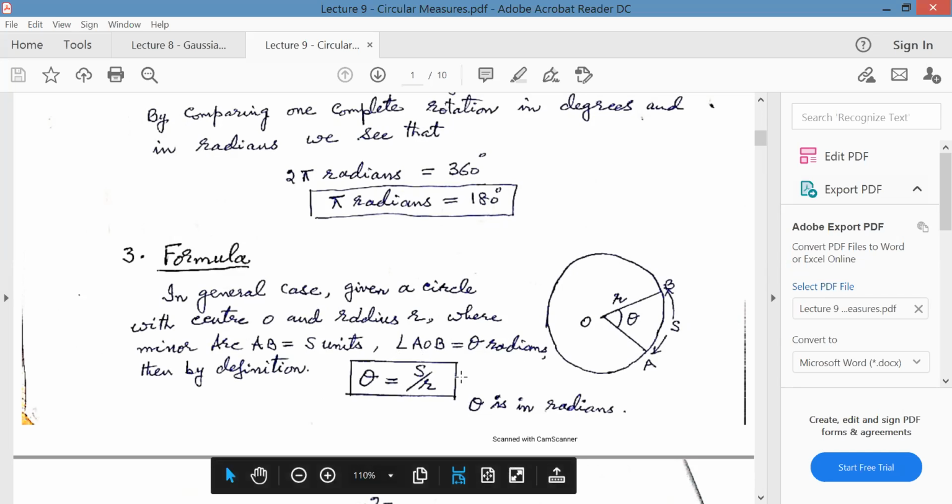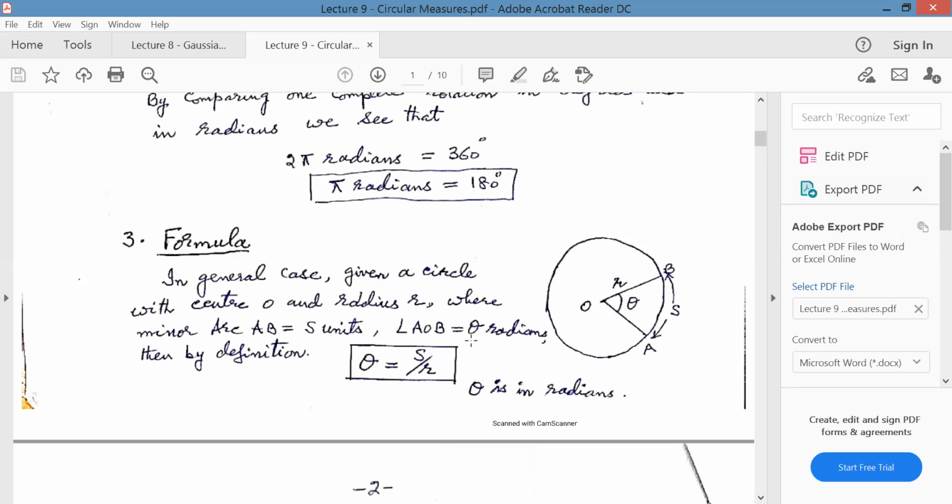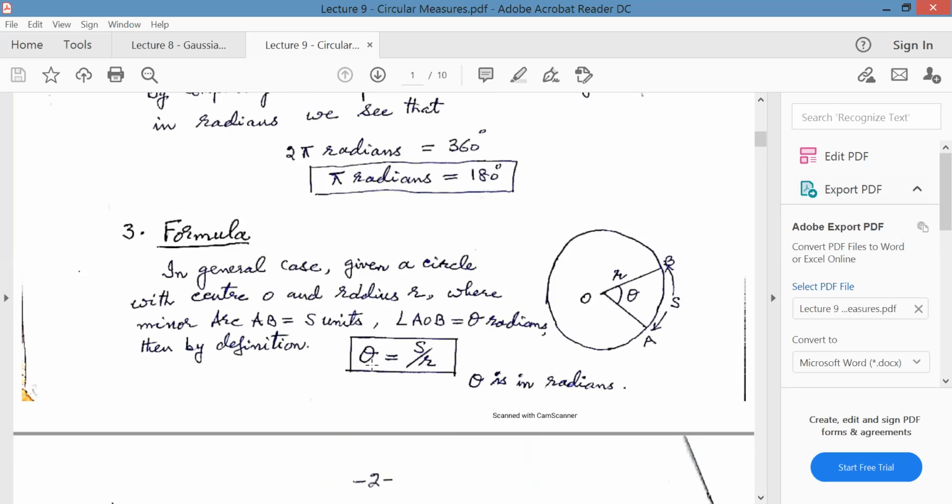You can find any of the values if two of the values are known. If s and theta are known, you can find r. If r and theta are known, you can find s. If s and r are known, then you can find theta. So if two of the values are known, the third can be found. The formula for the arc length is s equal to r theta. To find the arc length s, this will be r theta.